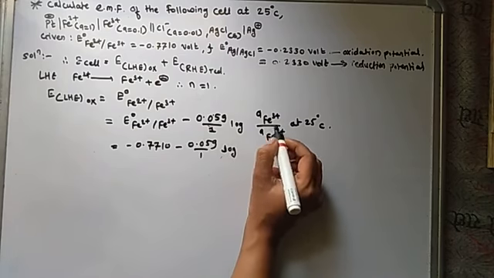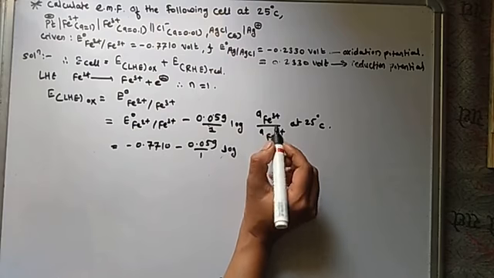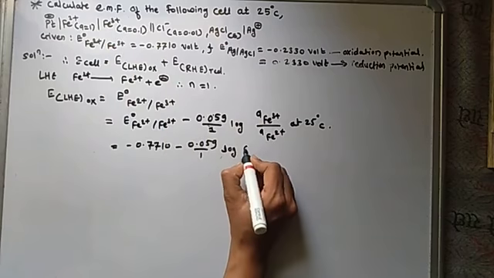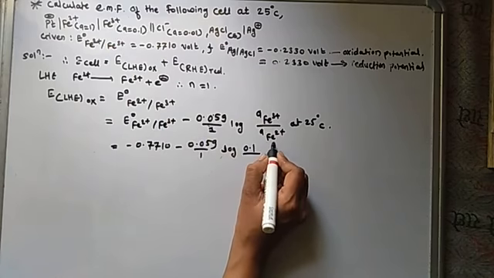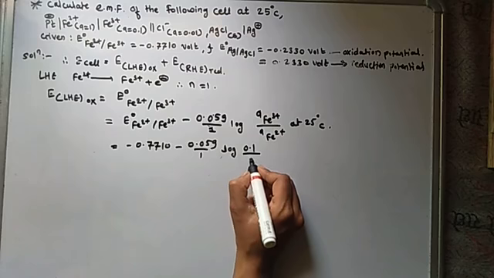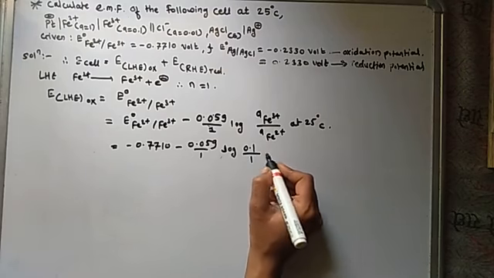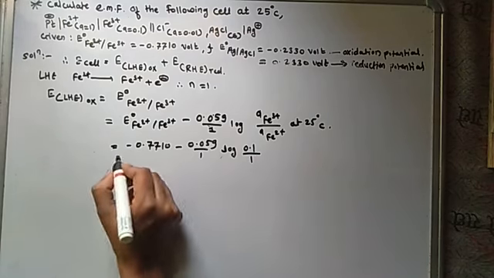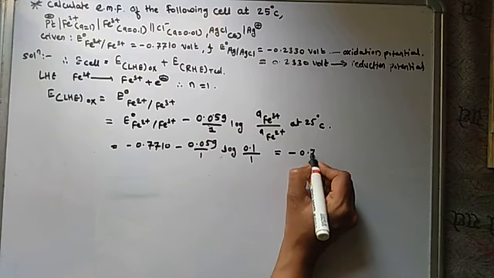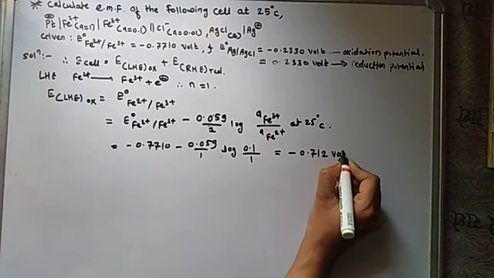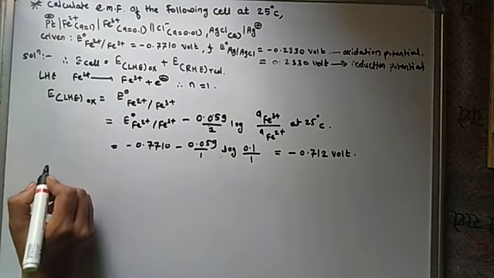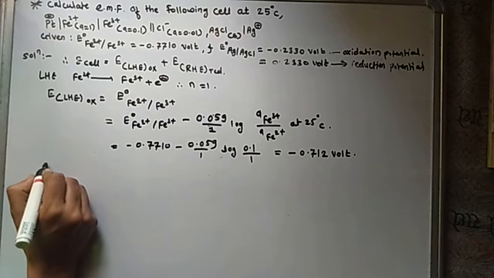here the activity is also given. The activity of Fe3+ ions is given in the problem, that is 0.1. Therefore 0.1 divided by the activity of Fe2+, which is 1. Therefore 0.1 divided by 1, and if we solve this we get the answer: minus 0.712 volt. This is the left hand half cell.